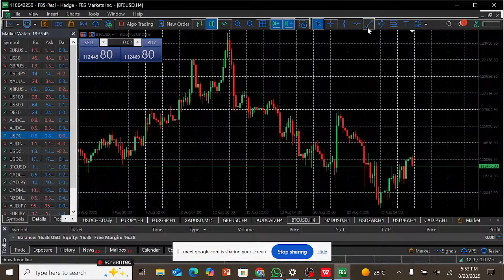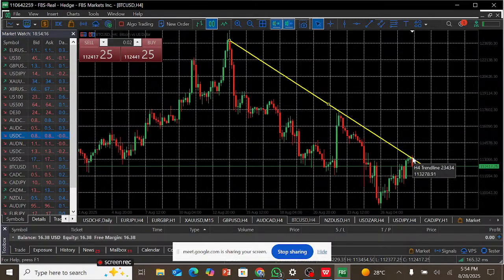For example, now I can take the tool. I just connect, I don't force it. Connect one, connect two. Now I can say every time the market comes back to the trend line, the price will also continue in the downtrend. See, now the Bitcoin has pushed up to the trend line and it has started going down. Do you see it?